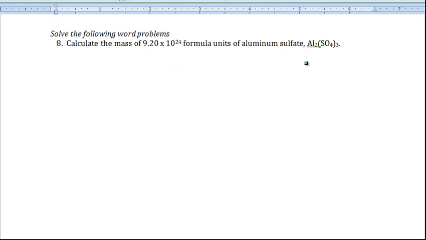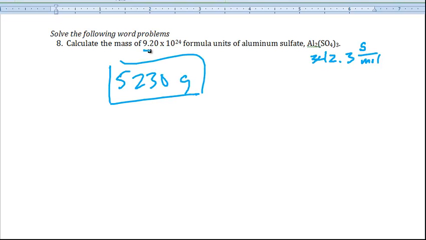First of all, the molar mass of aluminum sulfate is 342.3, and that's grams per mole. Oops, I didn't mean to put a decimal place there. And then when you work this out, that many formula units turns out to have a mass of 5,230 grams. And again, you're given 3 significant figures in the problem, so you can only keep 3 significant figures here.